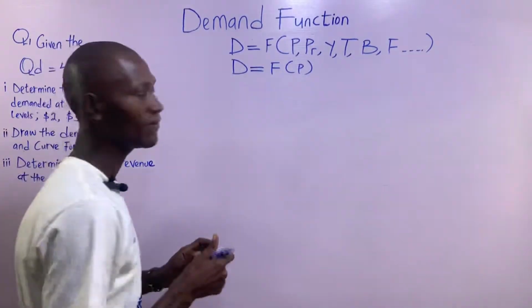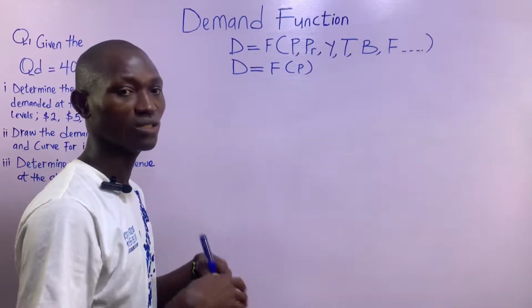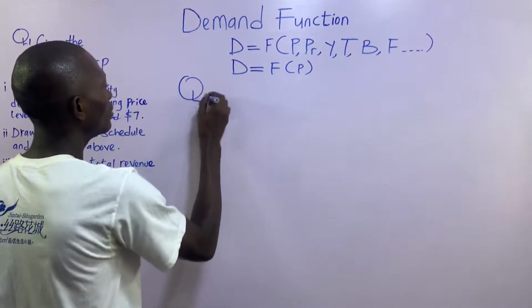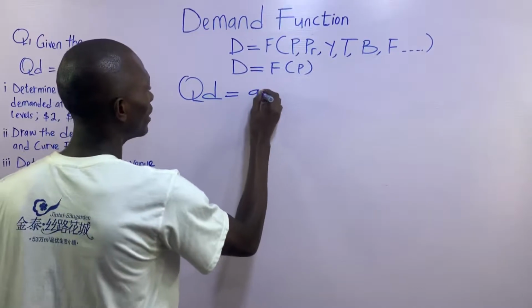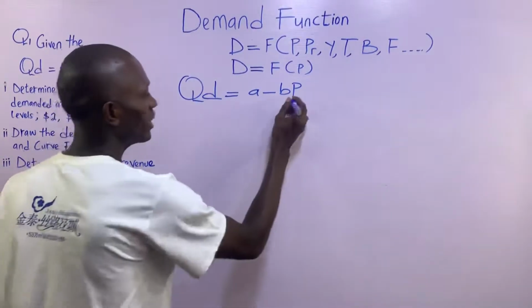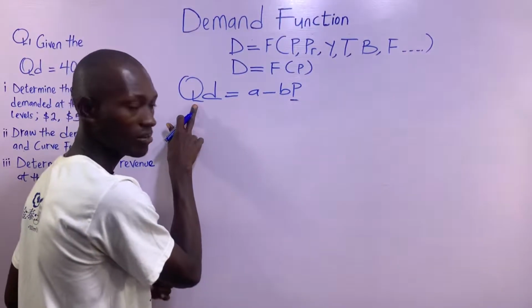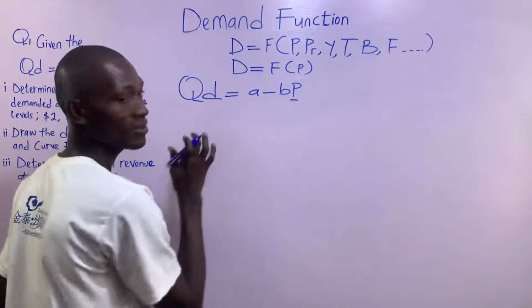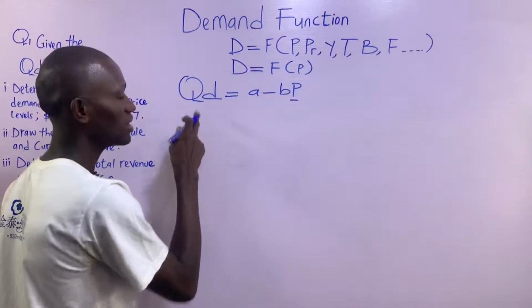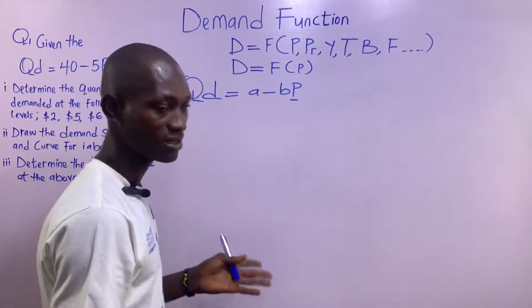Now, going back to demand function. Demand function, like I did say, establishes a relationship between quantity demanded and the determinants of demand. So our demand function, which is QD equals A minus BP. This is the demand function, and here we are still assuming that price is the major determinant of quantity demanded. So let's explain all these variables. We have QD to be quantity demanded. QD means quantity demanded.